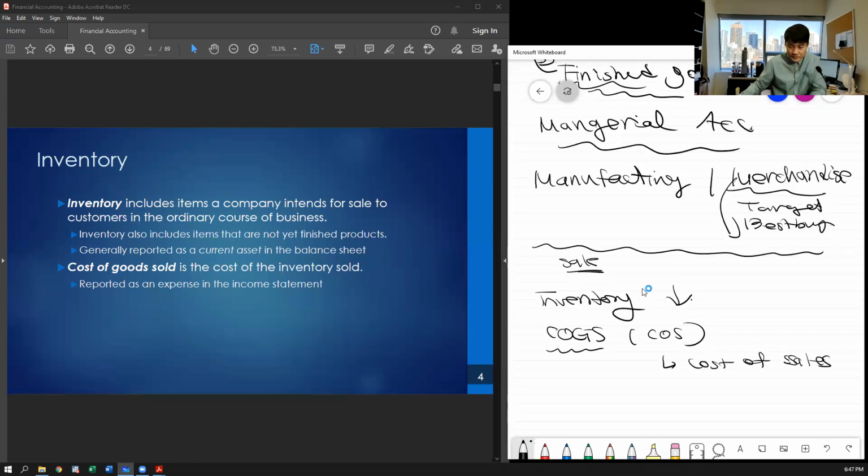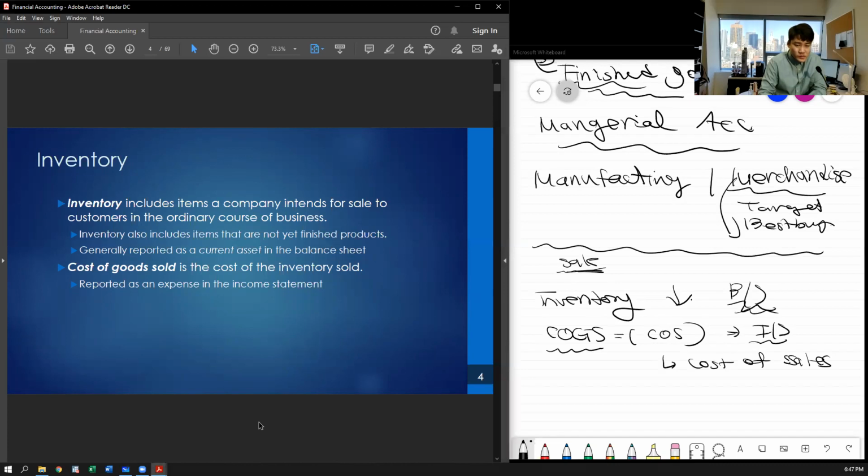So they are interchangeable, but basically cost of goods sold, COGS, or cost of sales, costs are basically the same. But what you need to know is that as the inventory goes down, you're going to be recording this cost of goods sold to show that you are incurring the cost that's associated with the sale of the product. Okay? And this cost of goods sold is reported as an expense in the income statement. So inventory is a balance sheet item. Cost of goods sold is an income statement item. Something that you might want to know.